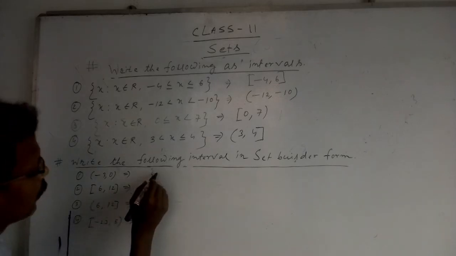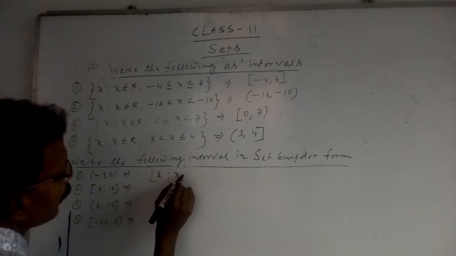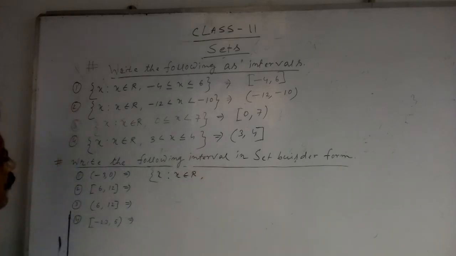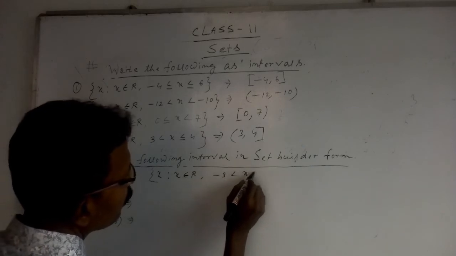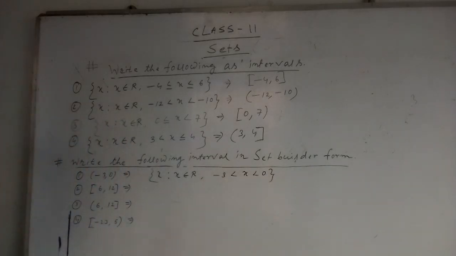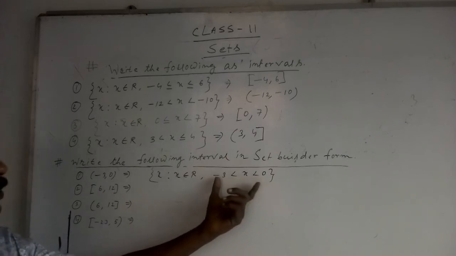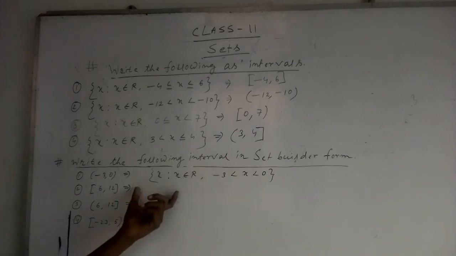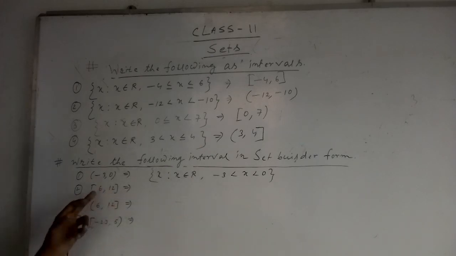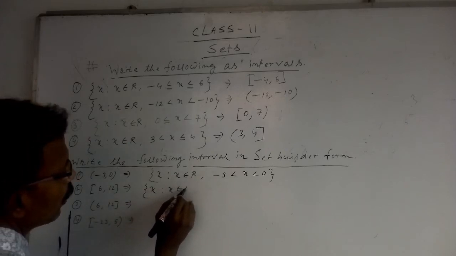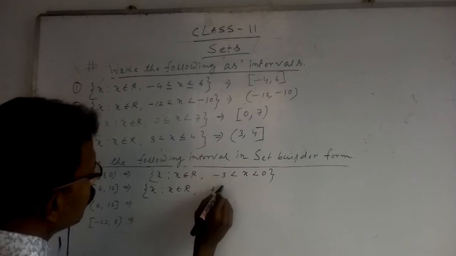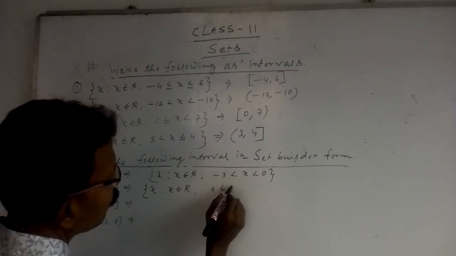Put a second bracket, x such that x belongs to R, comma, minus 3 less than x less than 0. Okay. No equal to sign should be given because they are excluded from the set. Now the number 2, 6 and 12, this is a closed interval and both the numbers are included. So your answer should be x such that x belongs to R, comma, and put less than equal to sign from both sides.